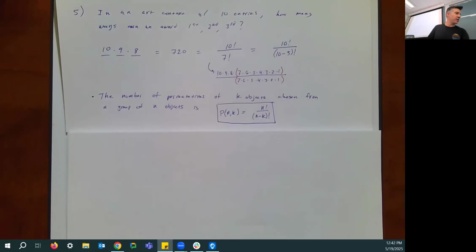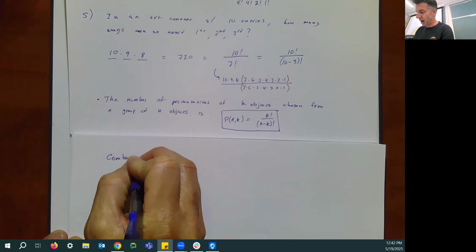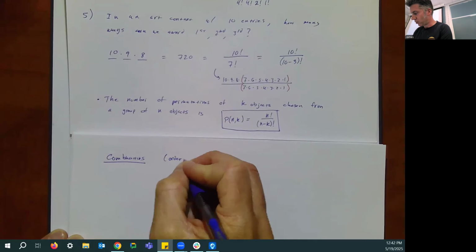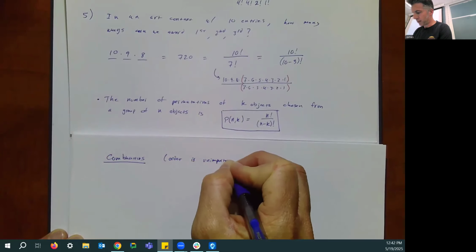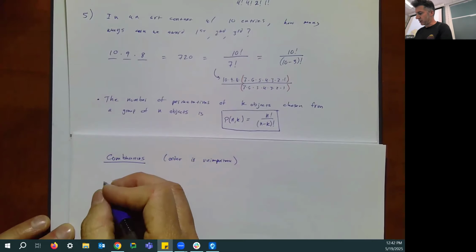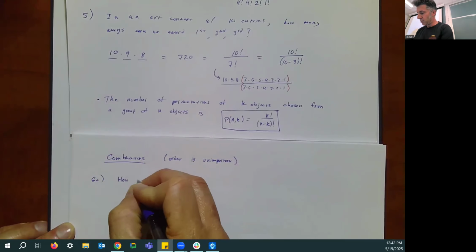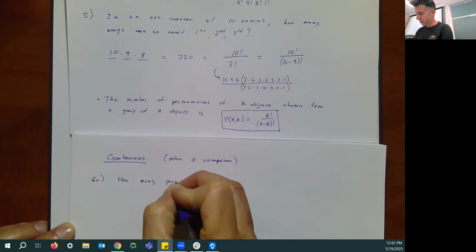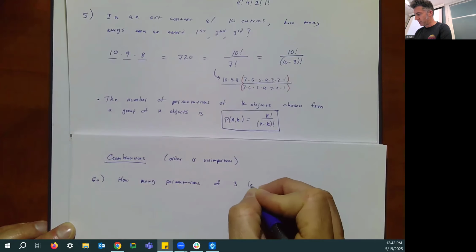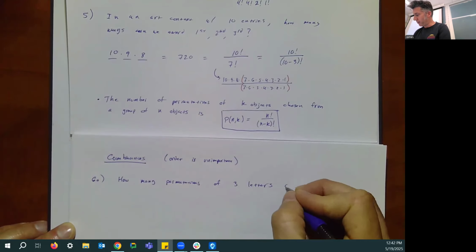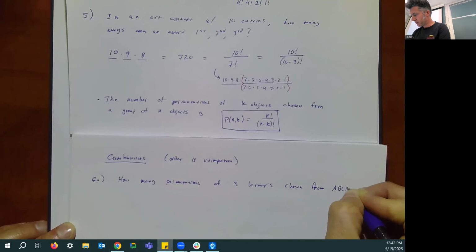So let's look at this next example. Now we're going to talk about combinations, where order does not matter, or is unimportant. So let's look at this example first, 6A. First, we'll talk about permutations. How many permutations of 3 letters chosen from the first 5 letters in the alphabet, A, B, C, D, E, are there?